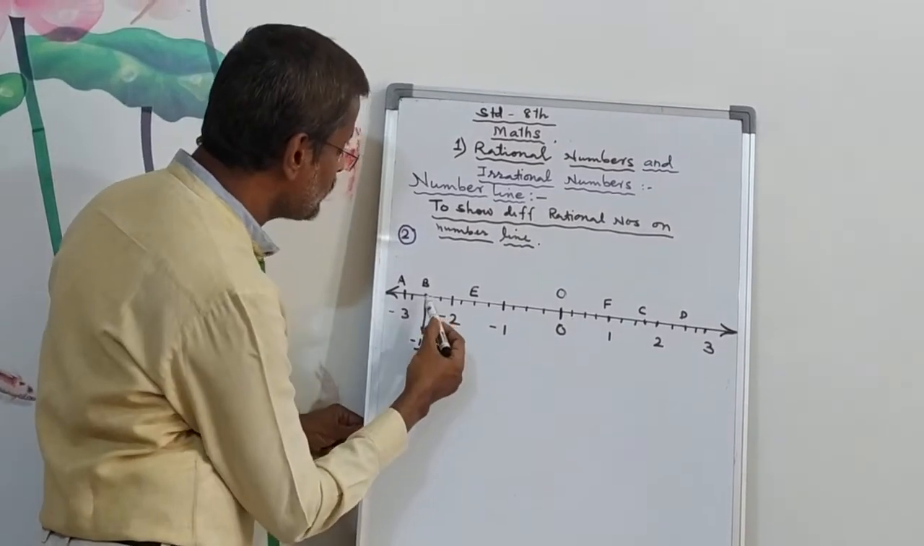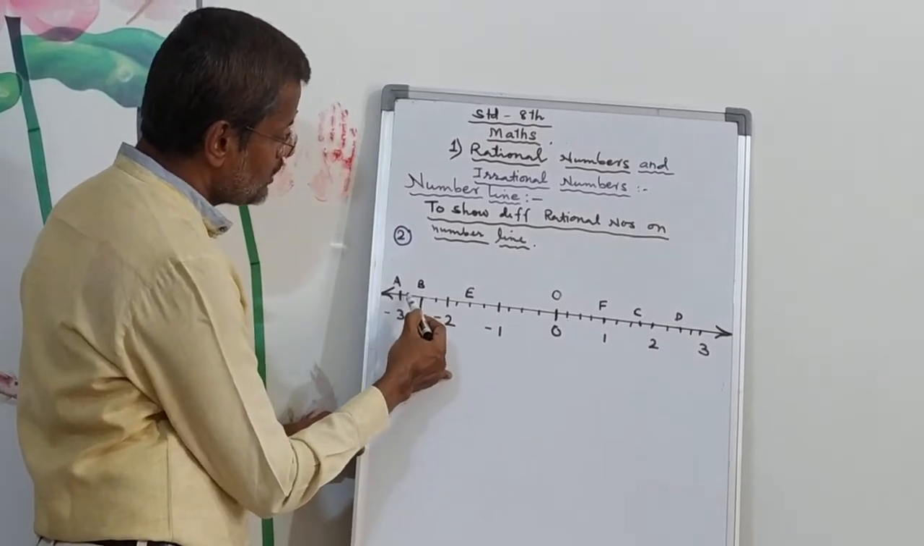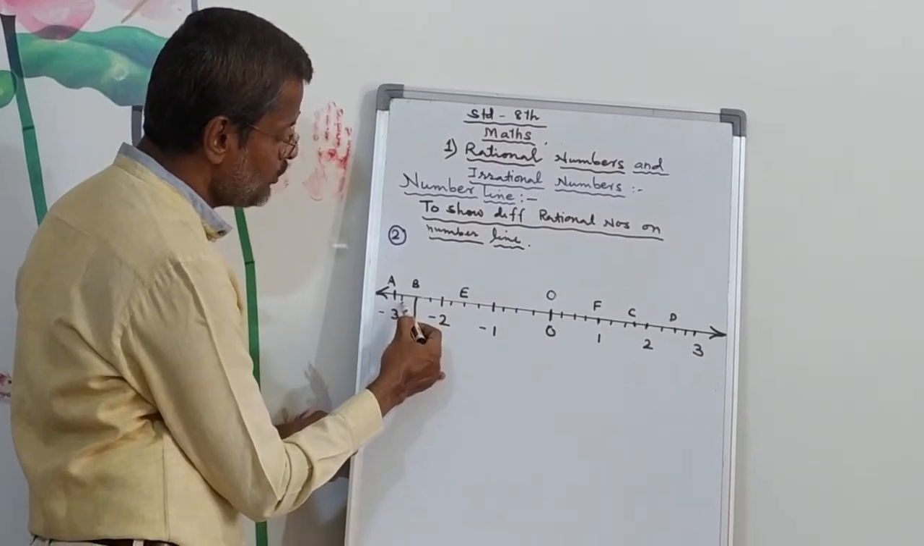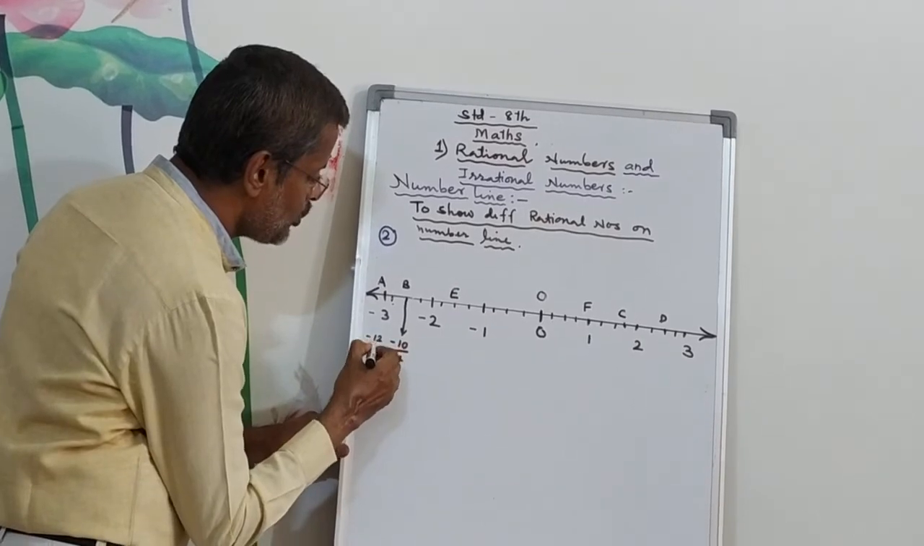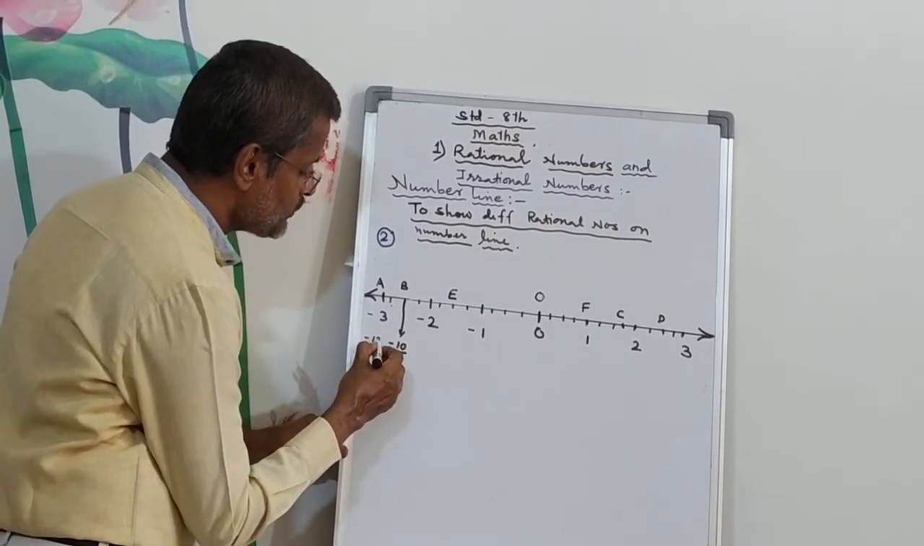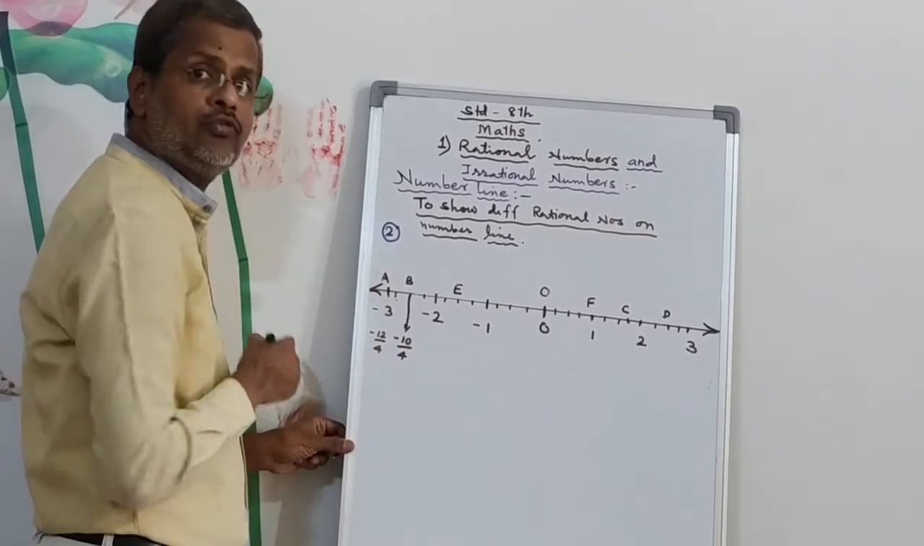Let us turn towards A. This will be minus 11 upon 4 and A will be minus 12 upon 4. After dividing 12 by 4, you will get 3.